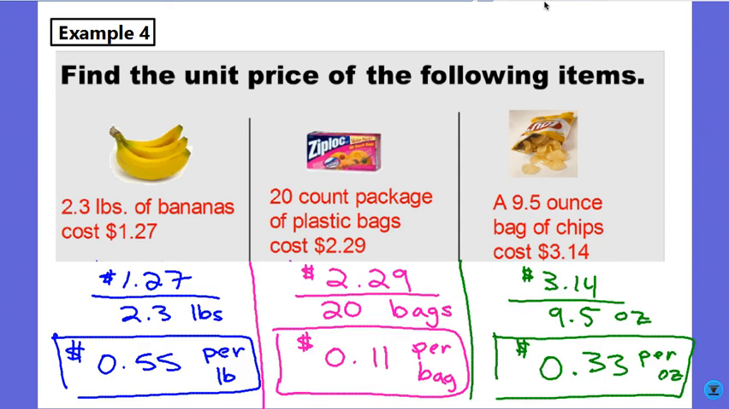Okay. So the first two examples here should have been pretty familiar, and the last example is the only one that should have been different. And so we have a 9.5 ounce bag of chips that costs $3.14. So again, you just take the price of the bag of chips, which is $3.14, and I'm dividing by the amount or the quantity which I am measuring, which is in ounces. So I have 9.5 ounces. So my answer should be in dollars per ounce.